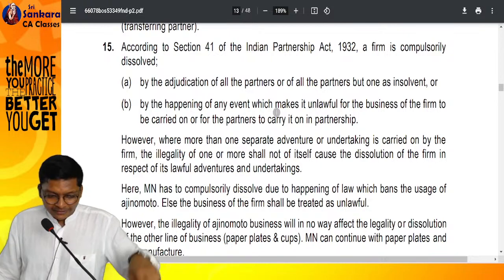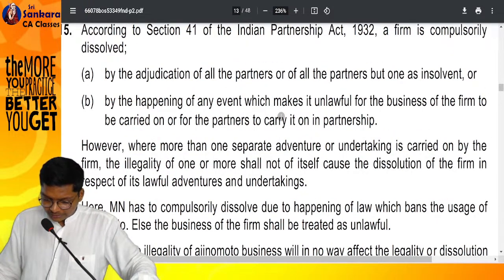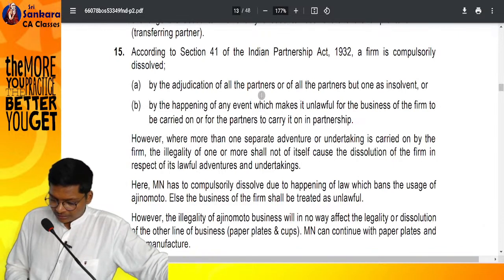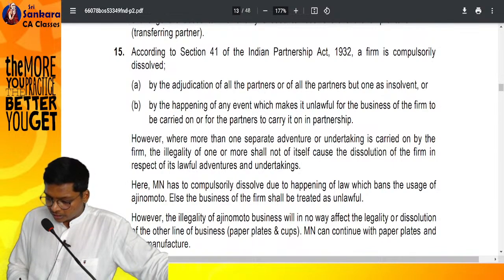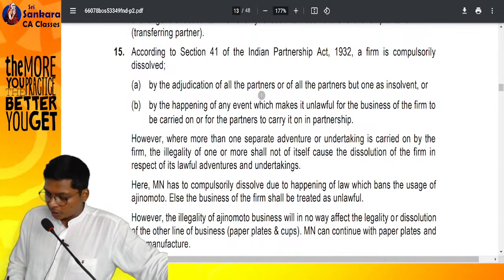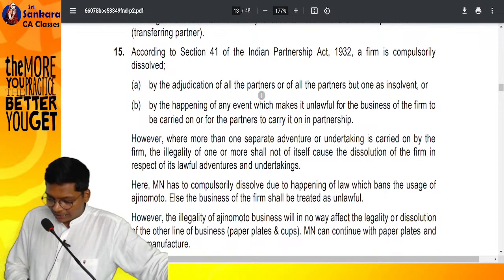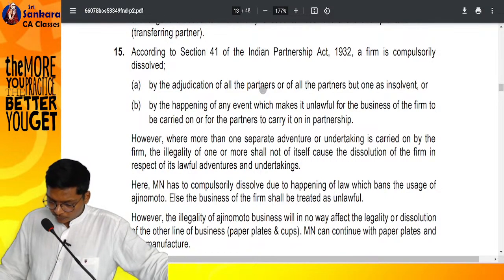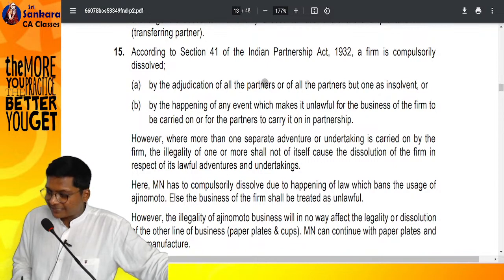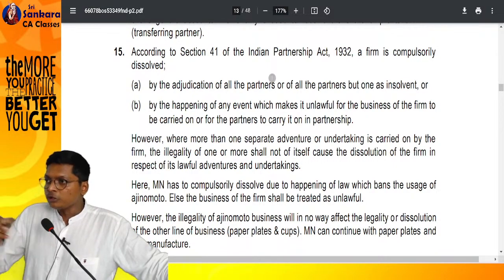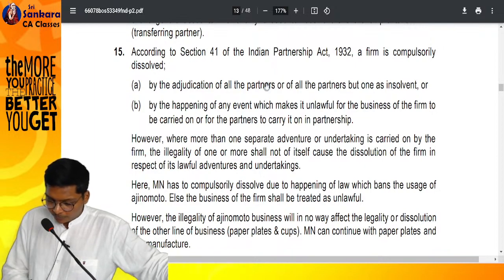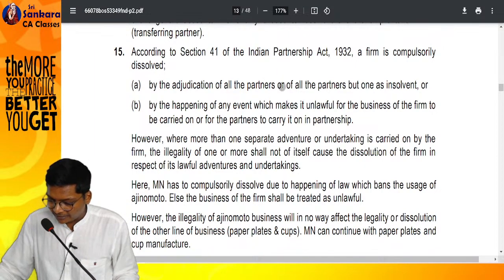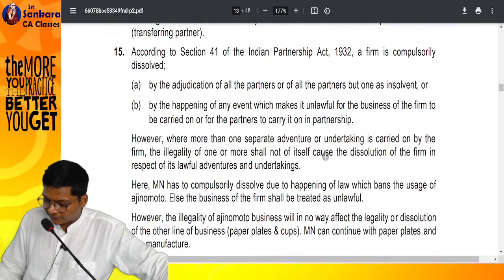Yeah, exactly. See what they have mentioned here. Read this paragraph. Here, MN has to compulsorily dissolve due to happening of law which bans the usage of Ajinomoto. Else the business of the firm shall be treated as unlawful. Now, they are saying, of course, this will not affect the other business if you close what? Ajinomoto. Look at the point. However, where more than one separate adventure or undertaking is carried on by the firm, illegality of one or more shall not cause itself dissolution of the firm in respect of its lawful adventures.